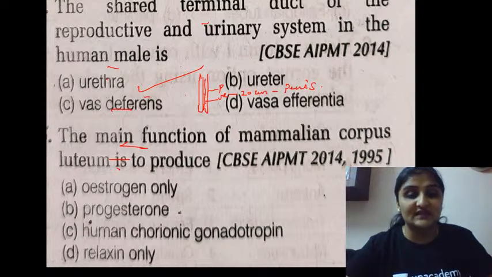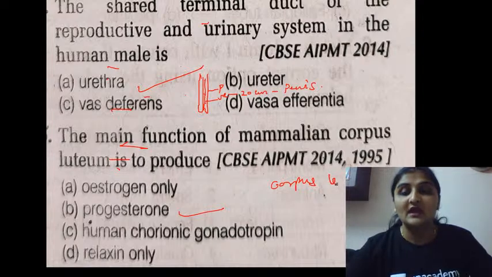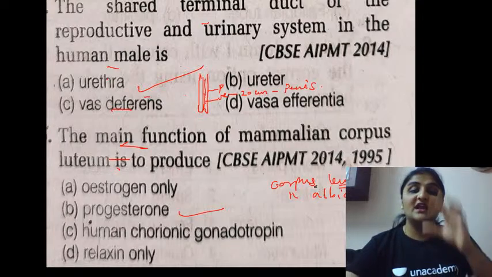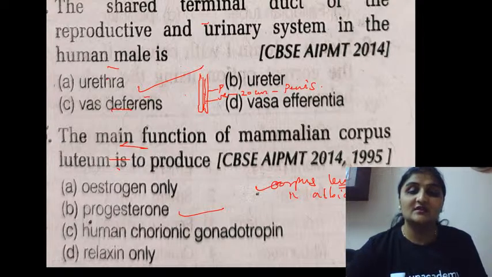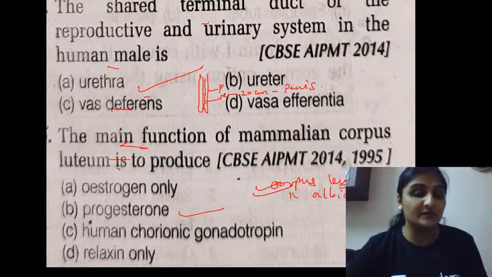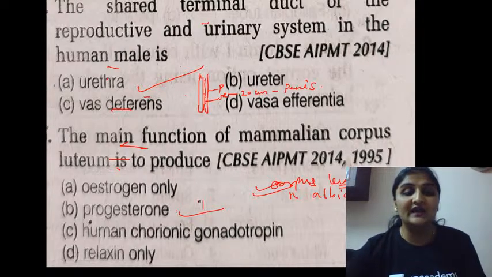Yes, so the right answer is B. Correct, students. You have two: corpus luteum and corpus albicans. Corpus luteum is one. If fertilization takes place, then from the Graafian follicle you are going to get corpus luteum, which will maintain the progesterone level to maintain pregnancy.